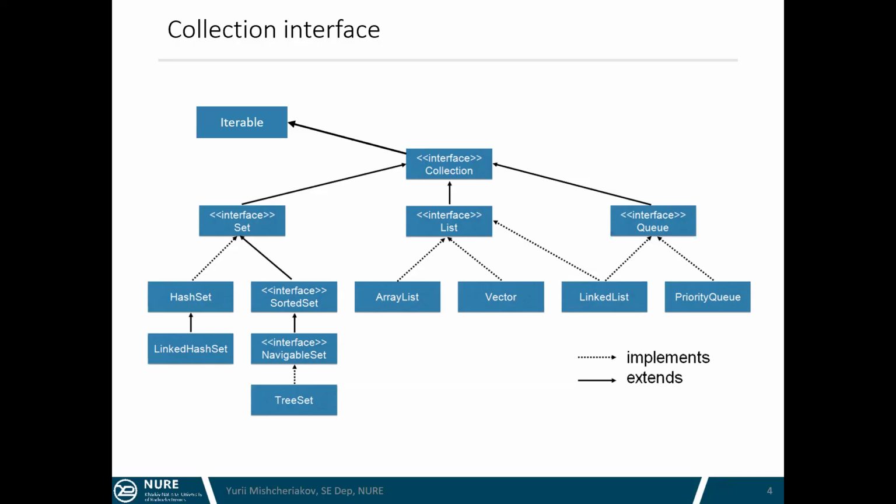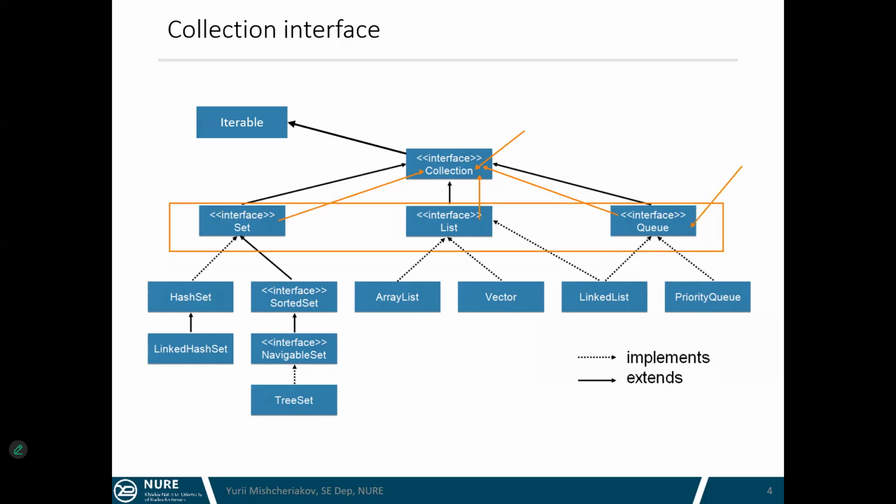The top of the hierarchy is Collection. It is inherited by List, Set, Queue. You can implement your own collection, give it a name, but the main interfaces are Set, List, Queue. A lot of containers are already implemented in Java core.